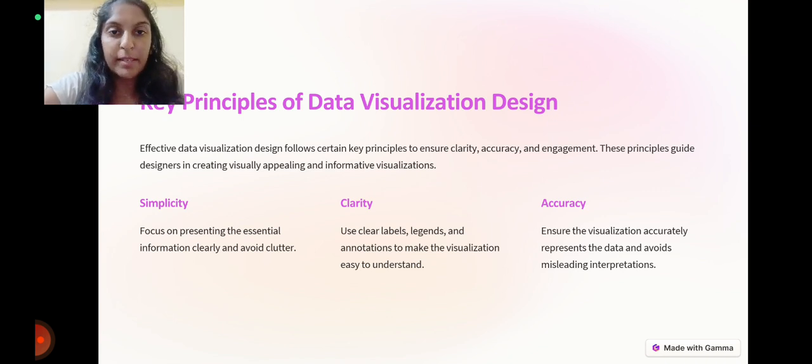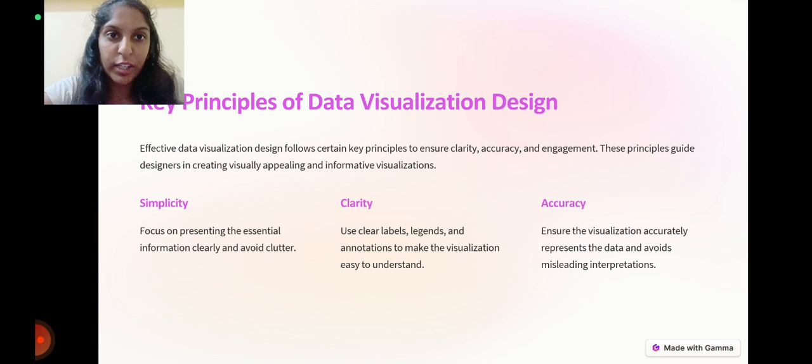Let's see what is simplicity. It focuses on presenting the essential information clearly and avoiding clutter. It only focuses on the important information. It doesn't focus on the unnecessary information. And also it helps to use clear labels.